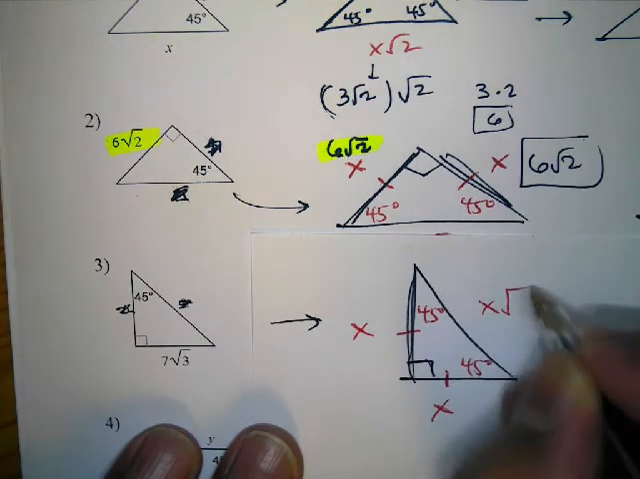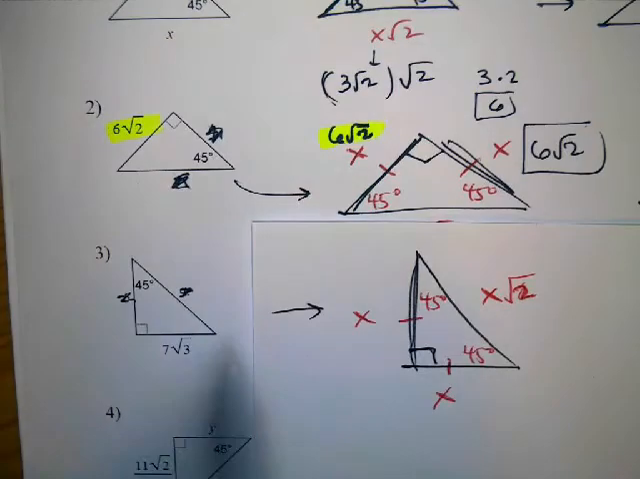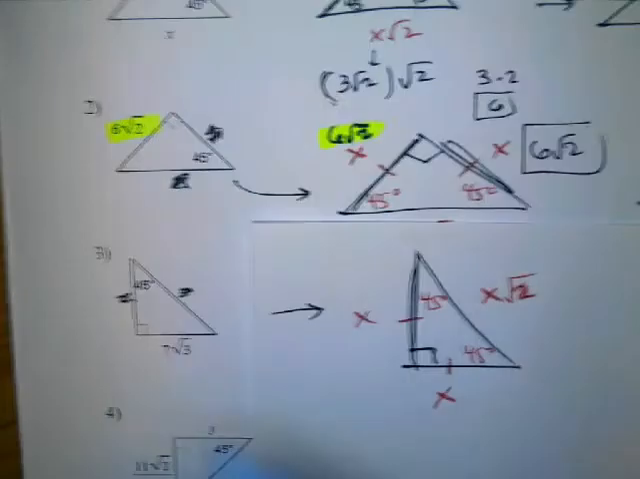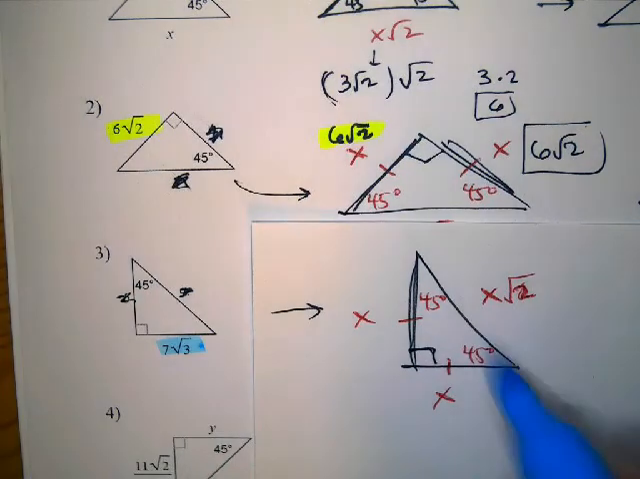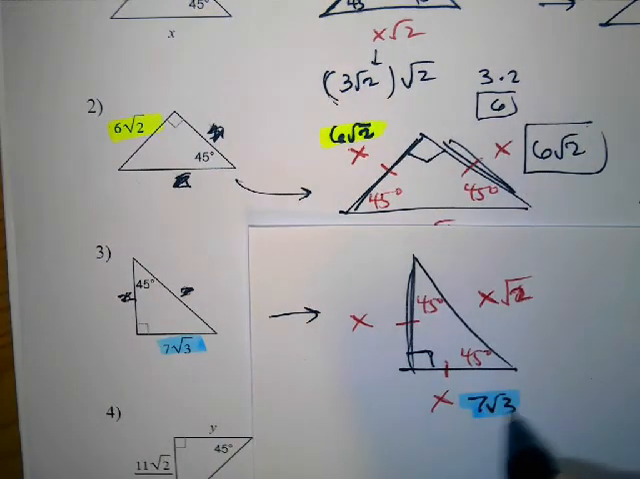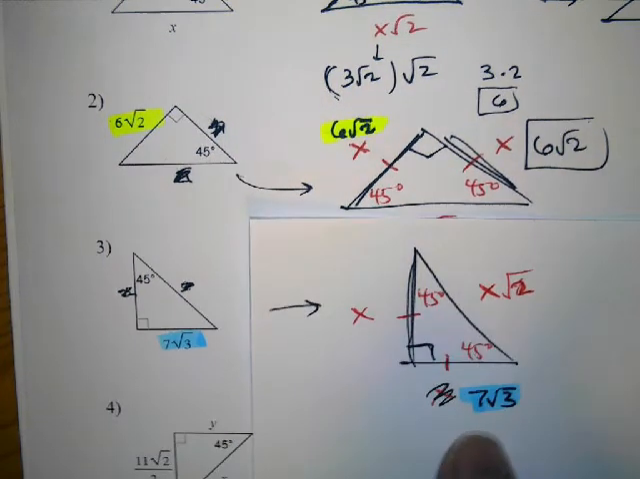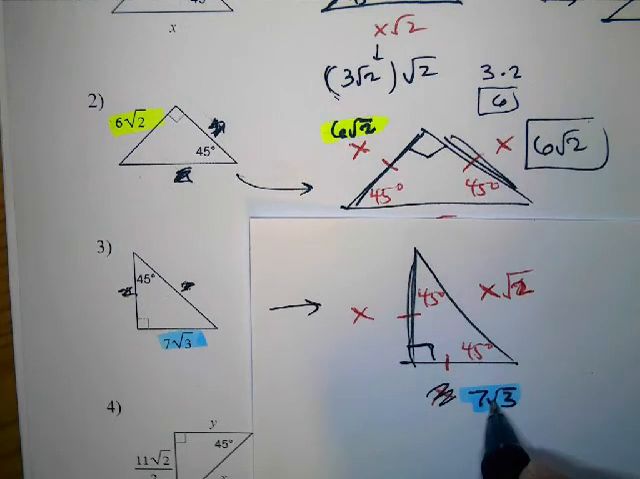The legs are what? Congruent. The legs are x, x, and this hypotenuse side should be x root 2. Now, what did they give you? Let's look back. They're going to give you one of these. They give you this one here. They give you a leg. The leg is 7 root 3. Well, if one of the legs is 7 root 3, that's your value of x, right? X is 7 root 3.